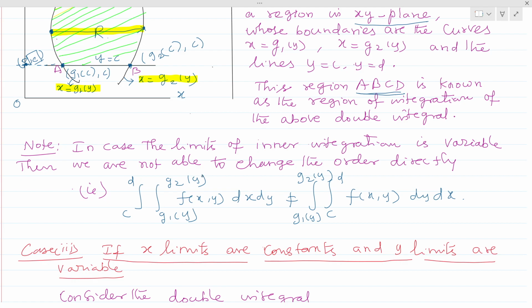Whereas it is not like the previous case. What is the previous case? All the limits are constants. If all the limits are constant, simply we can change the order. But in double integration, if the limits are variables, we are not able to change the order. That means integral over c to d, integral over g1 of y, g2 of y, f of x comma y, dx dy is not equal to integral over g1 of y, g2 of y, c to d, f of x comma y, dy dx. That means you are not able to change the order if the limits are variables.